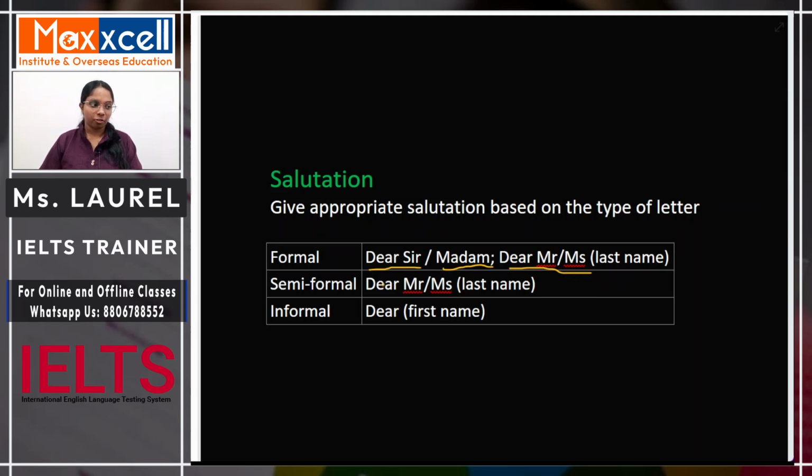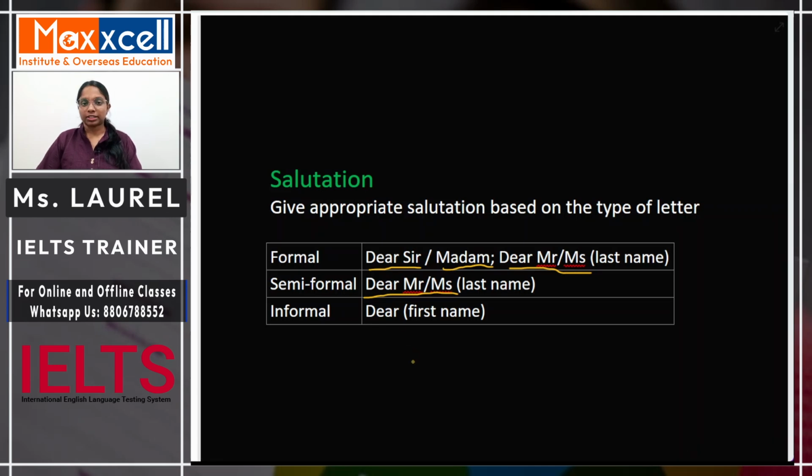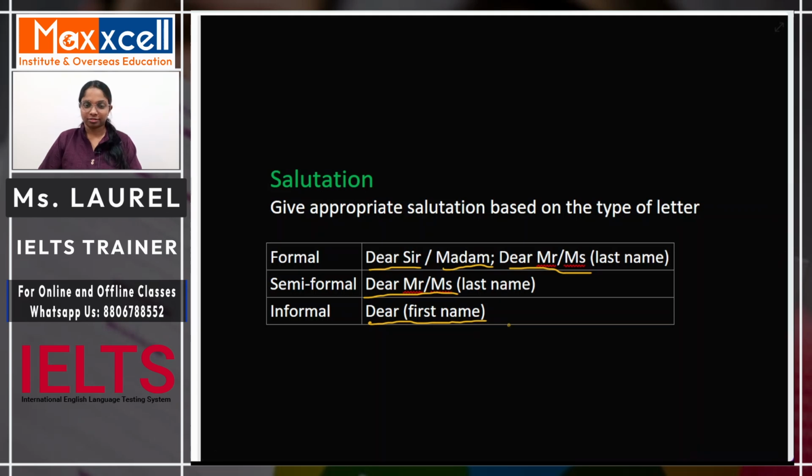Moving on, semi-formal letters. Semi-formal letters are written, like I said, to authority figures you do know. So, most of the times you will definitely know the name, the last name or the surname. So, you will have to refer to them as Dear Mr. or Miss and the last name. Moving on, informal letters, like I said, are written to people you are very close with. So in that case, you will directly write their first name. So Dear Rohit or Dear Reina.